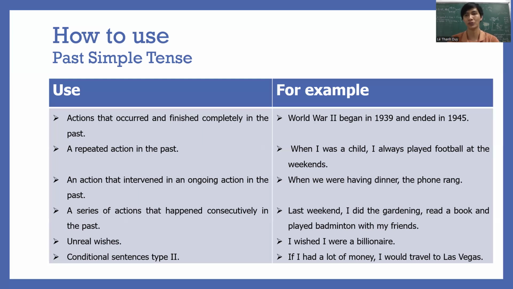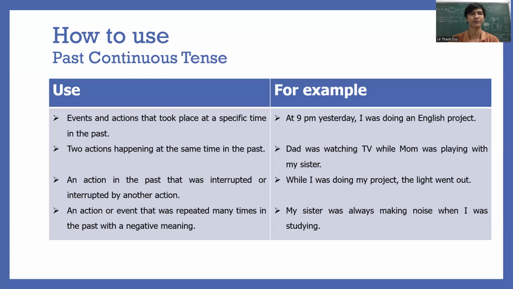And now we move to the uses of past continuous tense. Firstly, we use past continuous tense to describe events and actions that took place at a specific time in the past. Remember, specific time. For example, at 9 p.m. yesterday, 9 p.m. is a specific time, I was doing an English project.